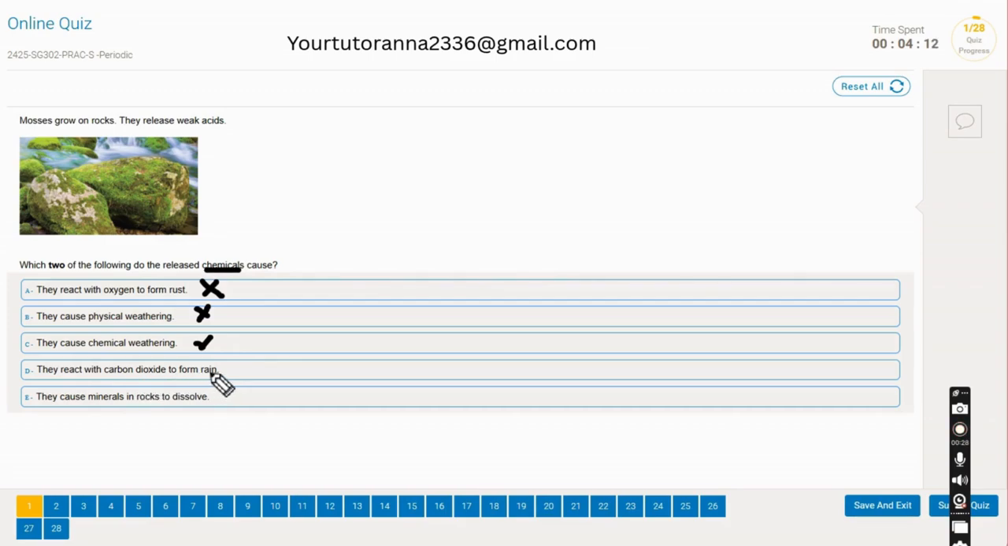They react with carbon dioxide from rain? No, it's not in the surrounding air, so it won't be reacting with the rain. And the last one, they cause minerals in rocks to dissolve? Yep, it's this one. So it will be causing this one.